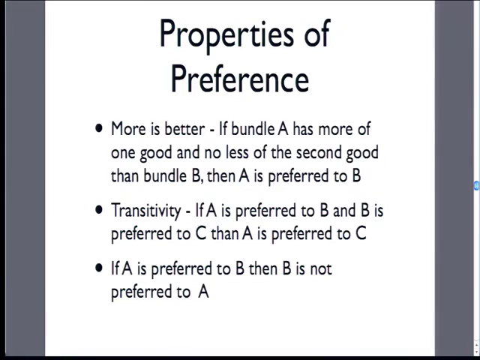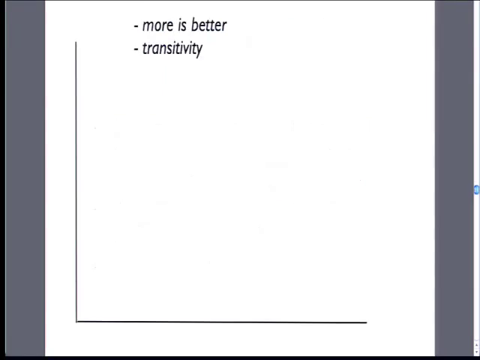Also, there's transitivity. If A is preferred to B and B is preferred to C, then A is preferred to C. So just standard mathematical properties that are going to make our curves make sense. And if A is preferred to B, then B is not preferred to A. So these are just logic foundations that we're setting up so that we'll have indifference curves that make sense.